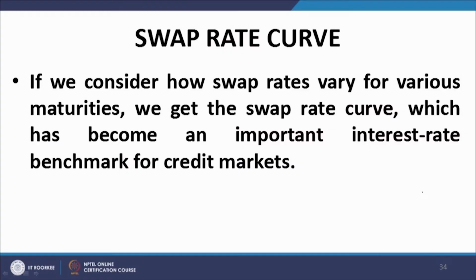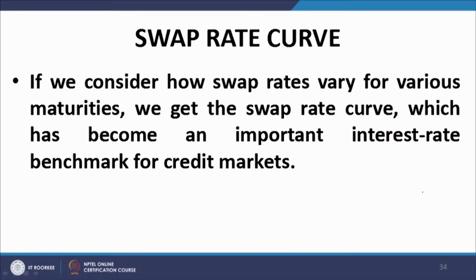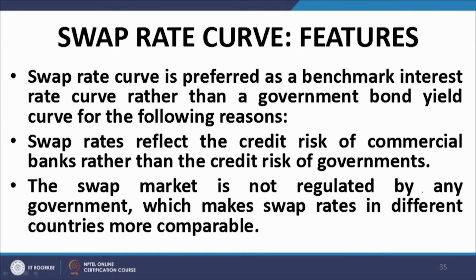Swap rate curve. If we consider how swap rates vary for various maturities, we get the swap rate curve. So, if at any point in time we plot a curve with the maturities along the x axis as usual and the swap rates along the y axis, what we get is the swap rate curve. The swap rate curve has become an important interest rate benchmark for credit markets. Swap rate curve features. Swap rate curve is preferred as a benchmark interest rate curve rather than a government bond, which we have been using so far as the benchmark.